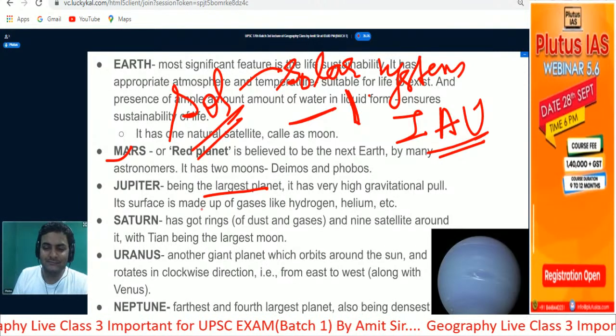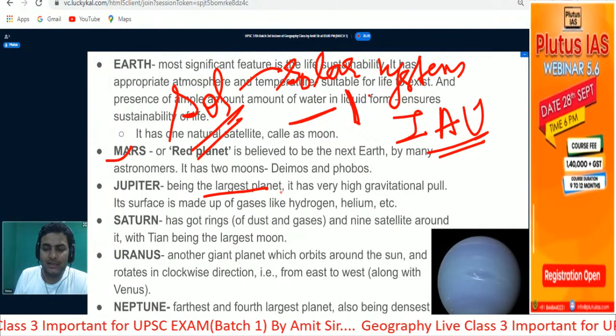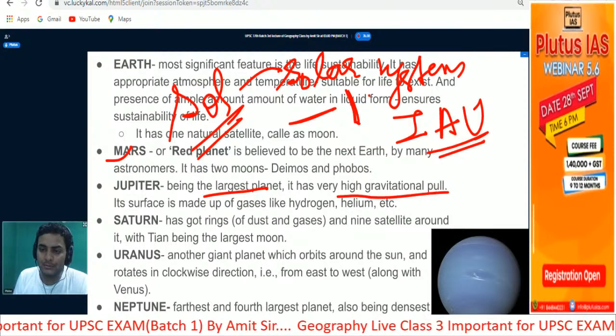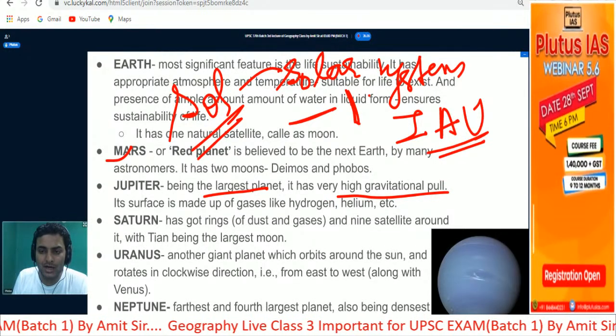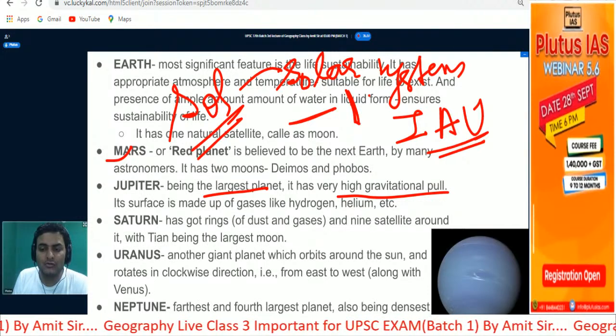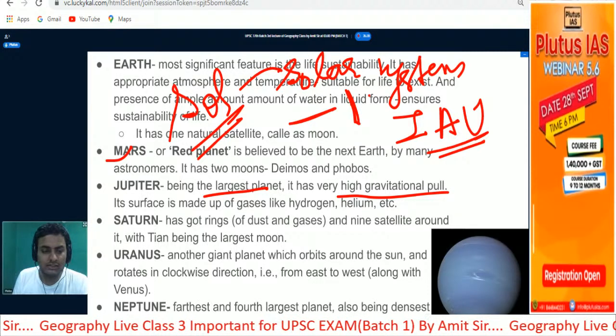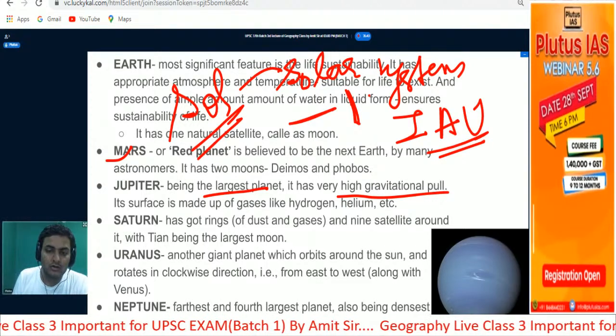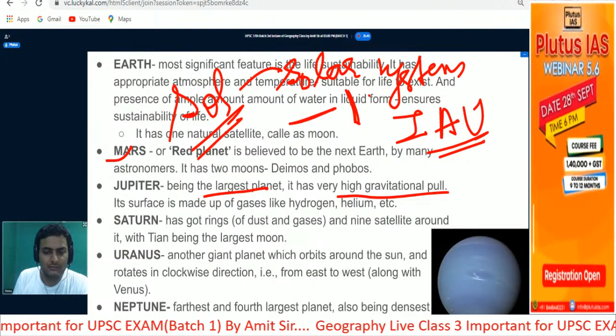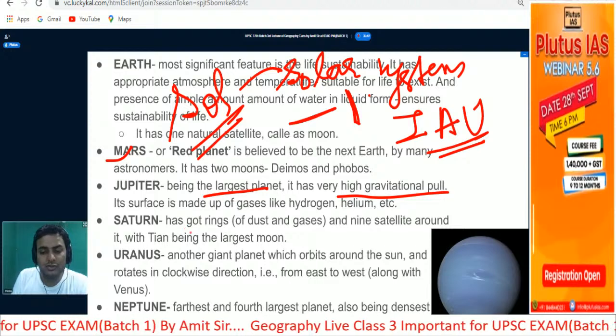So let's move ahead. Jupiter, the largest planet, has a very high gravitational pull. The reason is that it's very heavy, with a large amount of mass, and this mass gives a high gravitational pull. So the gravity on Jupiter is very high. On the Moon it is one-sixth. We'll come to the Moon.